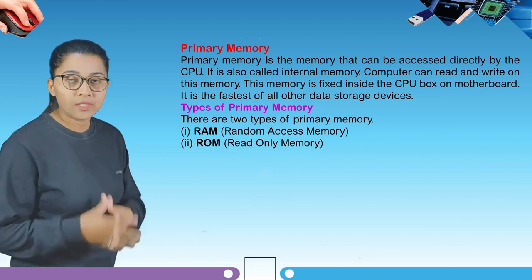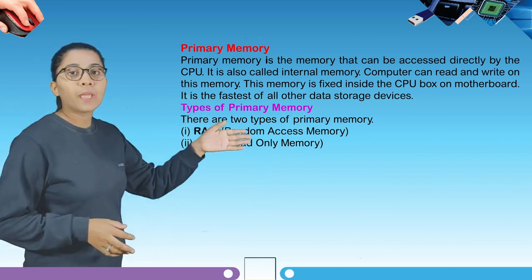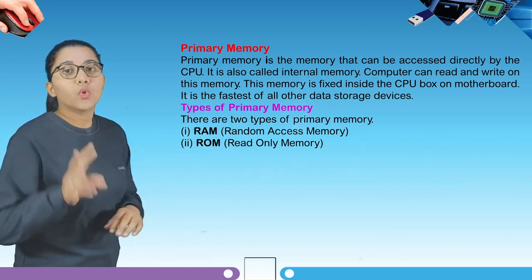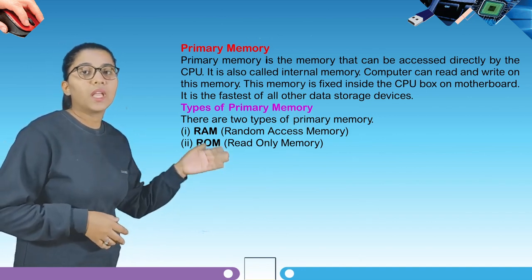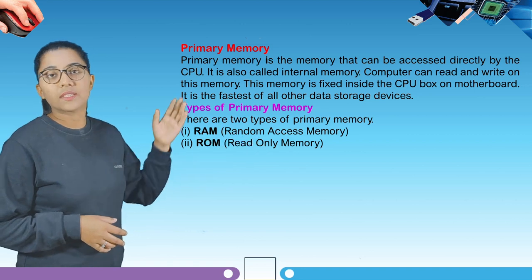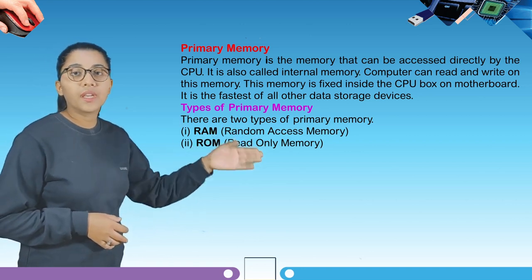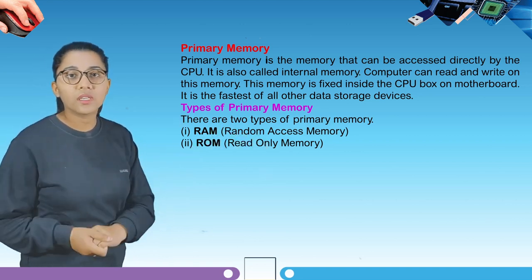Now students, let's learn about types of primary memory. There are two types of primary memory. First is RAM, random access memory, and second one is ROM, read-only memory. So let's learn about RAM in detail.